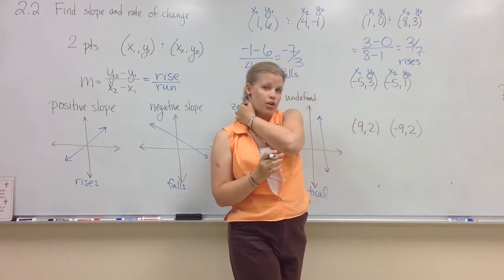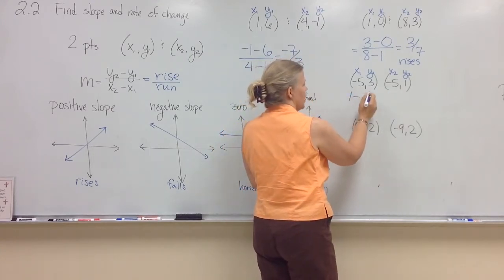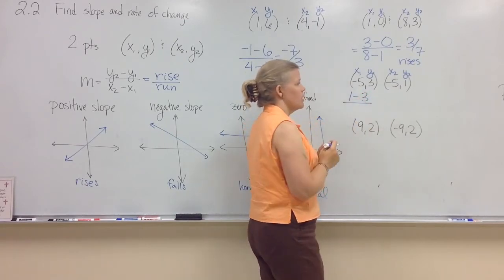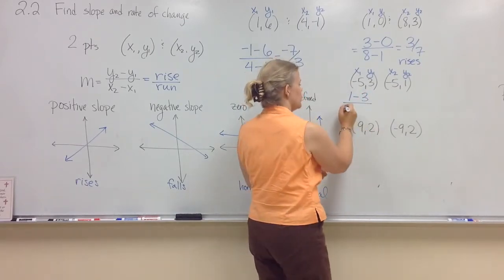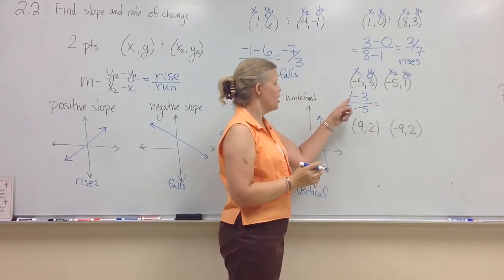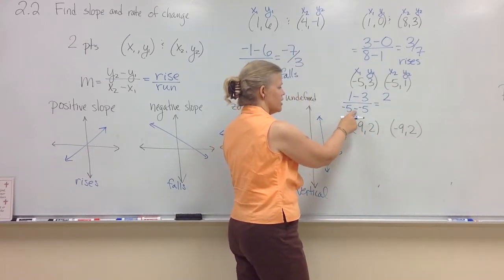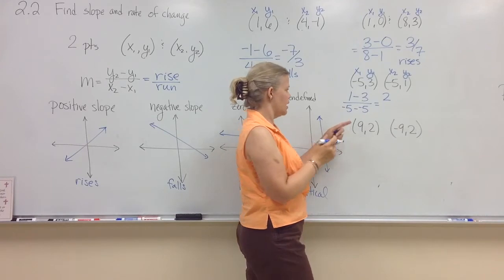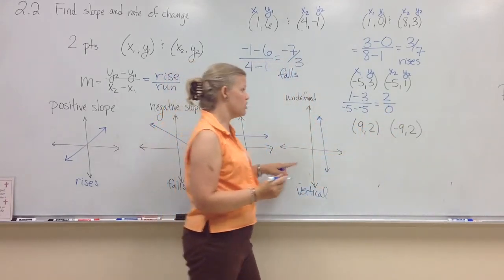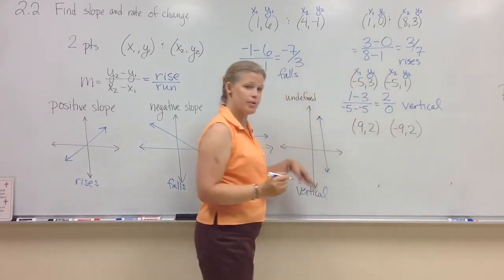What do we put in first? Y2, you say? I thought I heard that. So 1 minus Y1, which is 3. Let's go and do X2. It's -5 minus a -5. Well, here we go. 1 minus 3 is 2. -5 minus a -5, well, that's like adding. Oh, no, this is 0. So this is one of those vertical lines, and we know it's just going to go up and down.